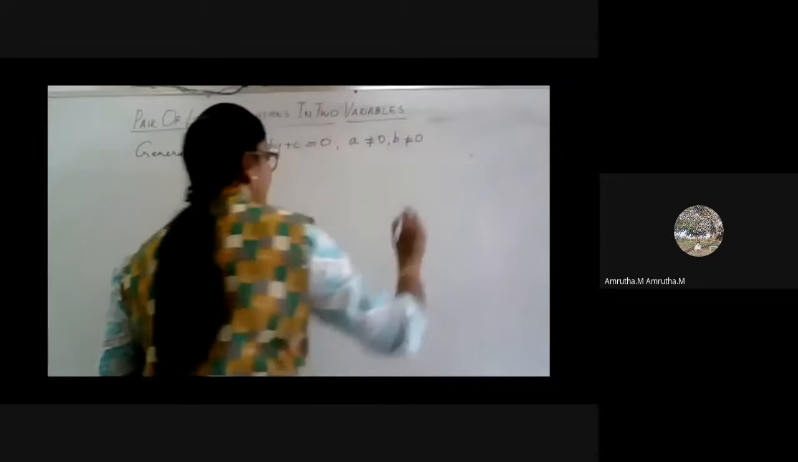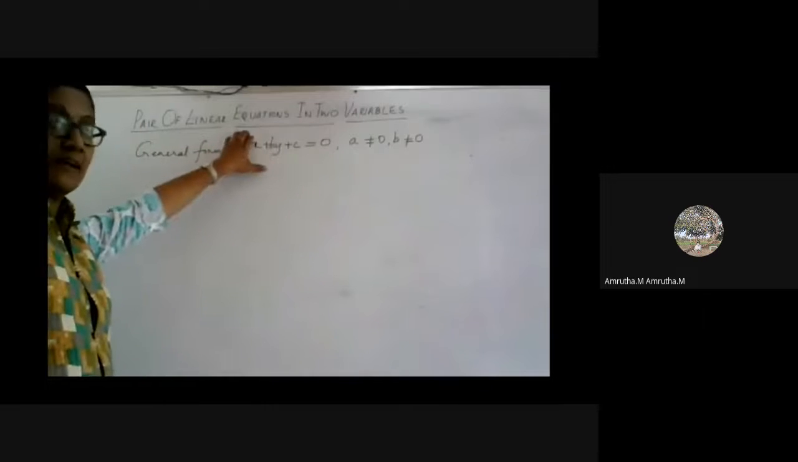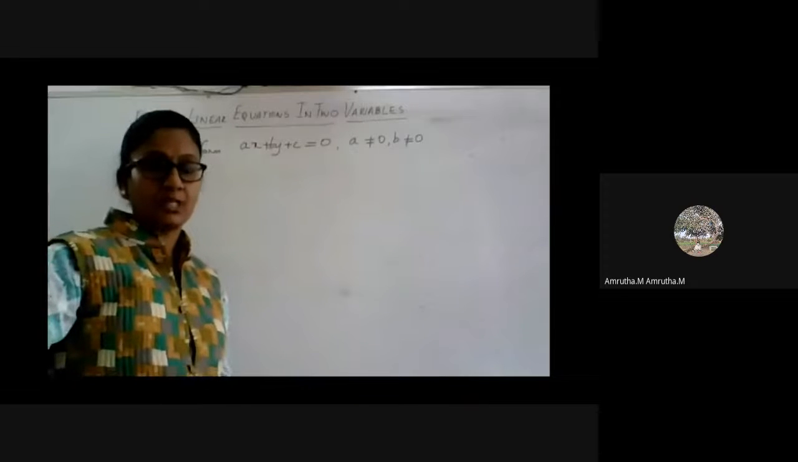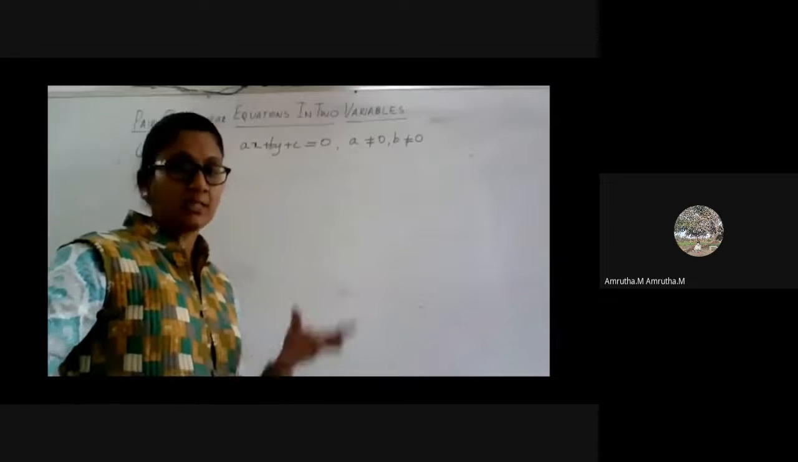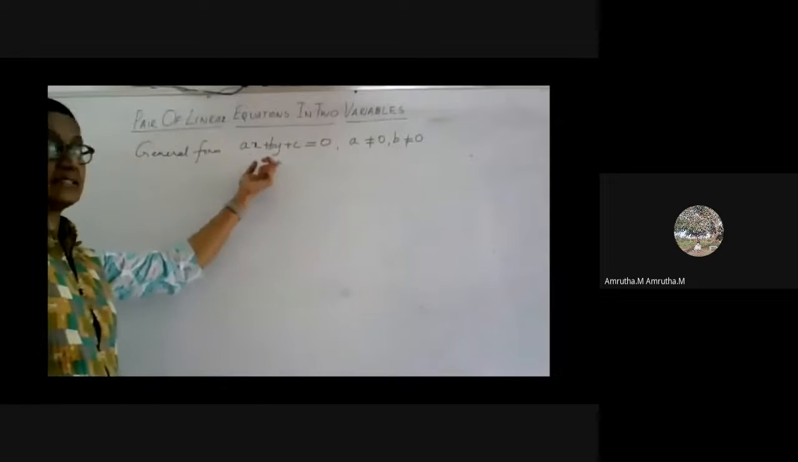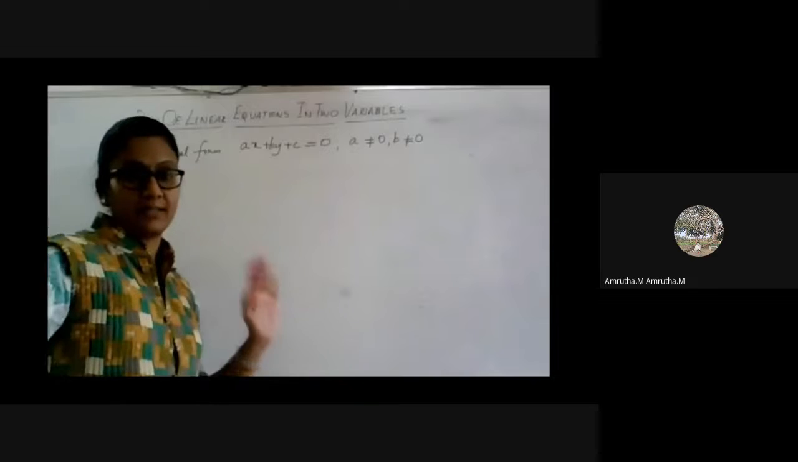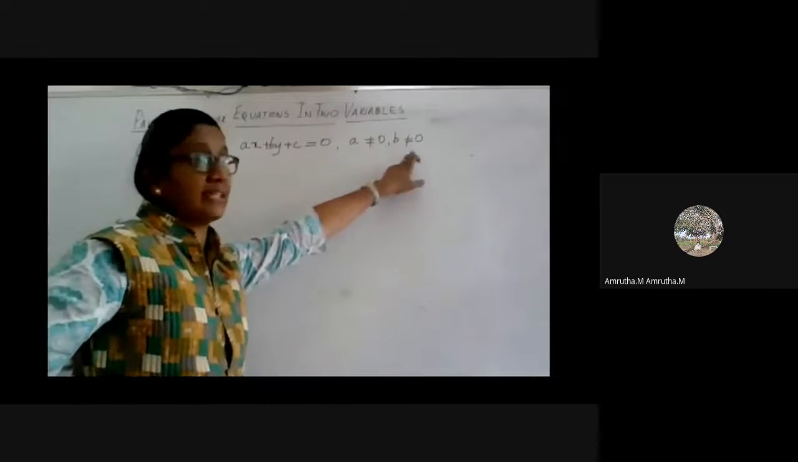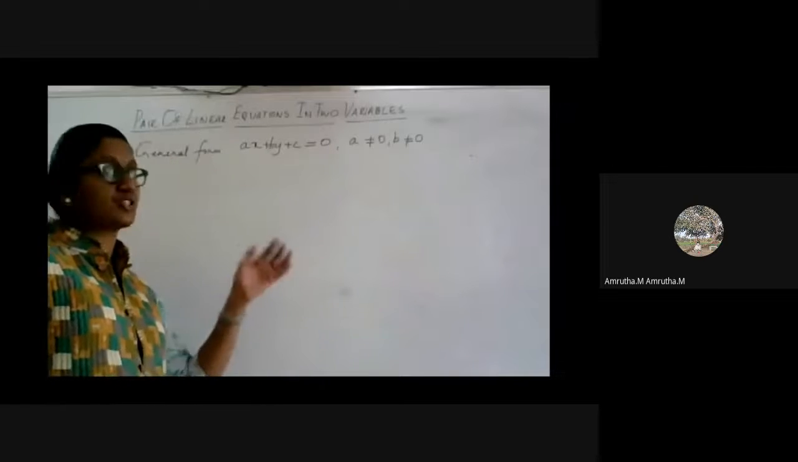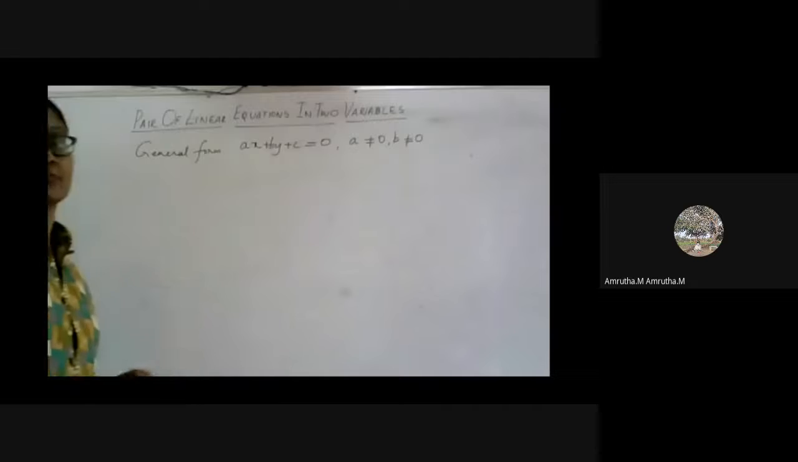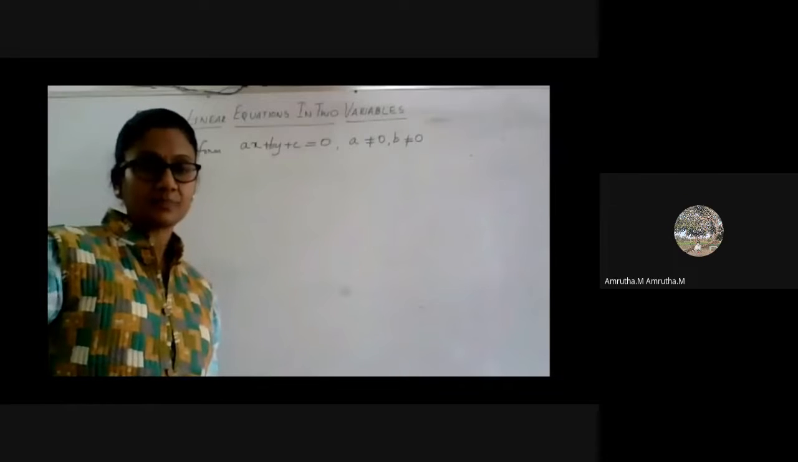What will happen if any one of them becomes equal to 0? Either the x term will vanish or the y term will vanish, which should not happen for us. Because we are talking about linear equations in two variables, the terms containing x and y should definitely be there. If they have to be there, the coefficients of the x and y terms should never be equal to 0. So this is the condition in which a linear equation comes into existence.